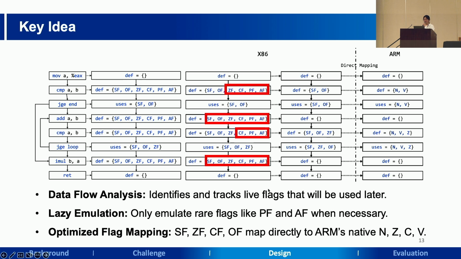For the flags that are still needed, we use lazy emulation. The main flags, like zero, sign, carry and overflow, map directly to ARM's NZCV bits and are set for free by the hardware. Rare flags like parity and auxiliary carry are only computed if the program actually checks them, saving even more cycles.